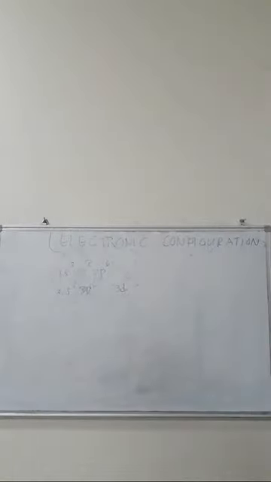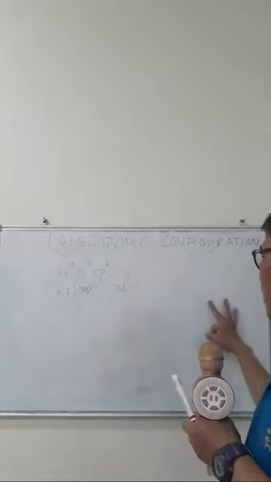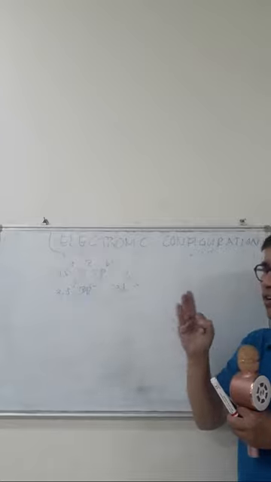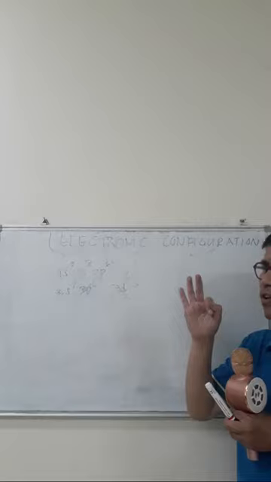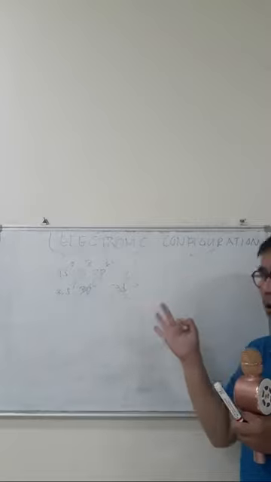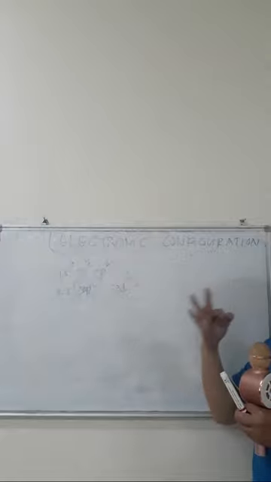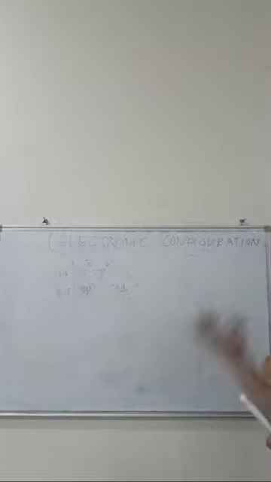Now, what if we write the electronic configuration in terms of noble gas notation? This is another question. There are three versions of the question. One, write the electronic configuration of aluminum. Another, write the electronic configuration in terms of orbital diagram. Three, write the electronic configuration in terms of the noble gas notation. This I will try to discuss.